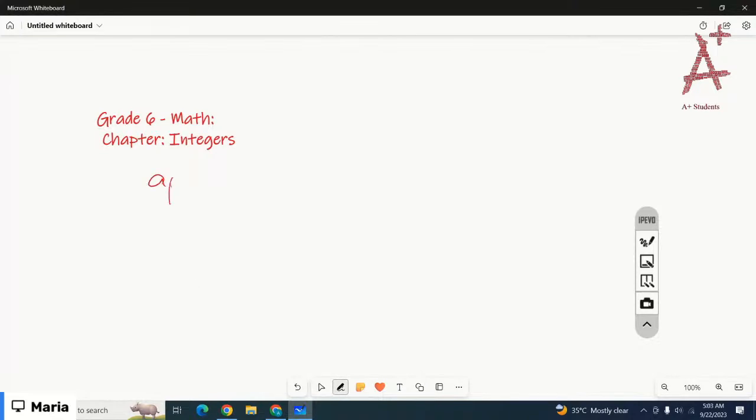So you can find all the lessons on aplusstudents.com. You have to log in there using your email address and the password provided by the administrator. Then you have to select math from the subject tab, scroll down to grade 6 and then click on view all lessons. There you can find a list of the chapters. We're going to start with the chapter integers.